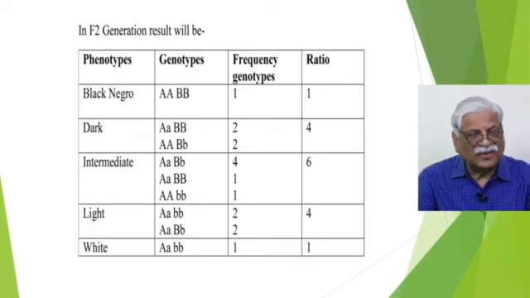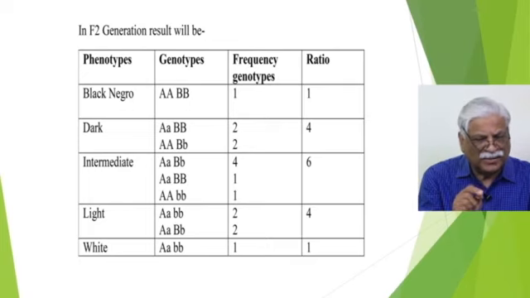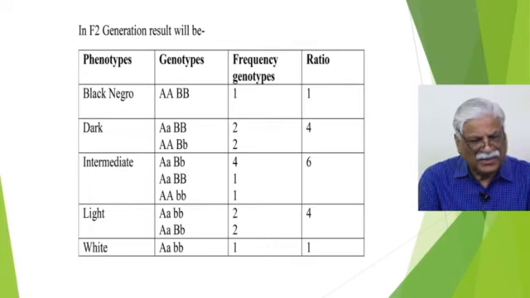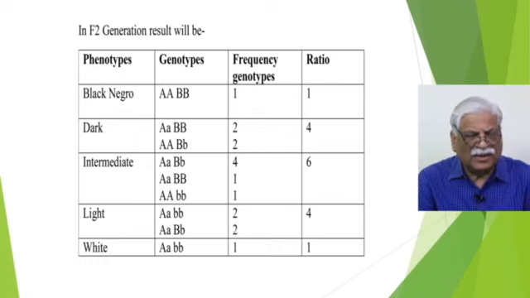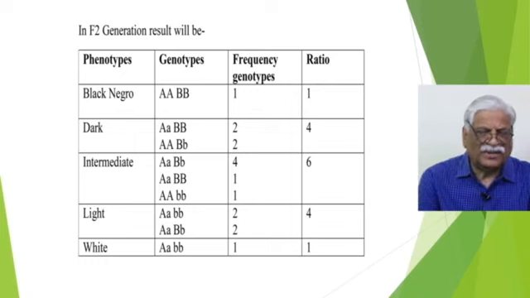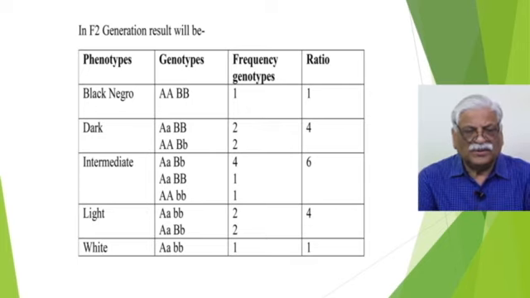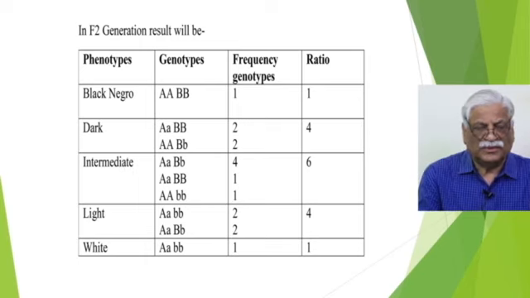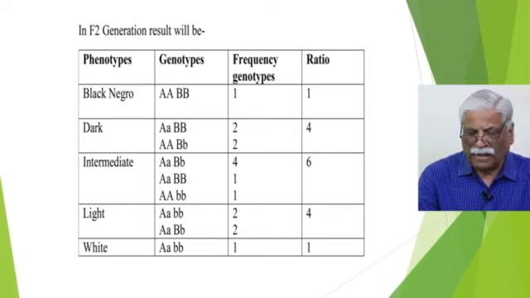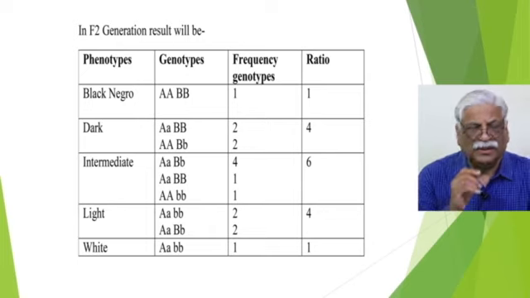The next case will be light, like capital A, small a and small b, small b. So this combination will make it a light color, and then finally there is one child which will have a completely recessive character, capital A, small a, capital B, small b. So this is a situation which exists in the case of these animals. Sorry, I am sorry, the last white will be aa, not the capital A.